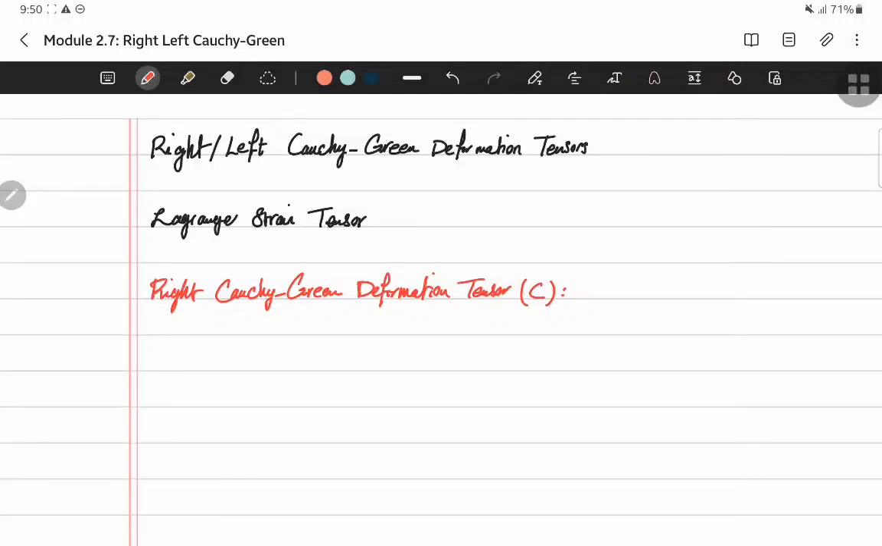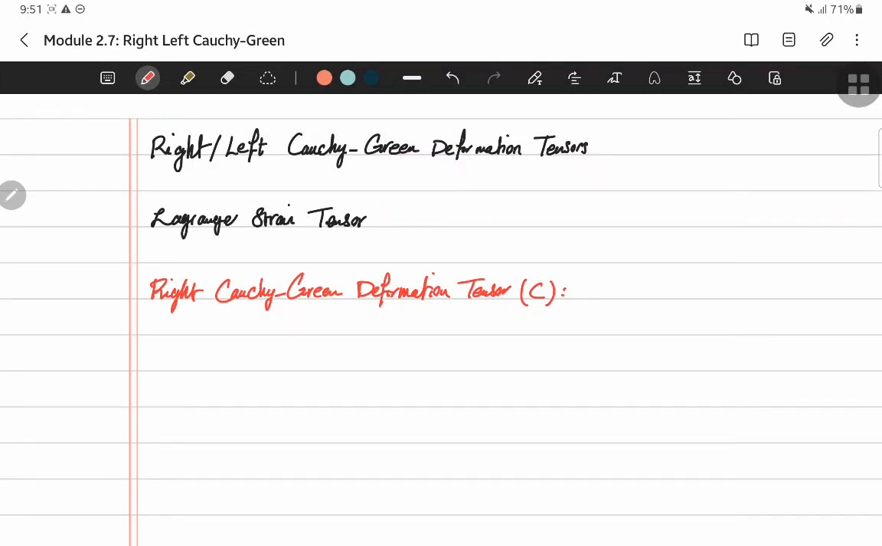Hello everyone and welcome to this module on continuum mechanics. Today's topic is about right and left Cauchy-Green deformation tensors. We already got to know these tensors a bit, like we had C and we had B, if you remember. And we also have the Lagrangian strain tensor, or E star, if you remember.